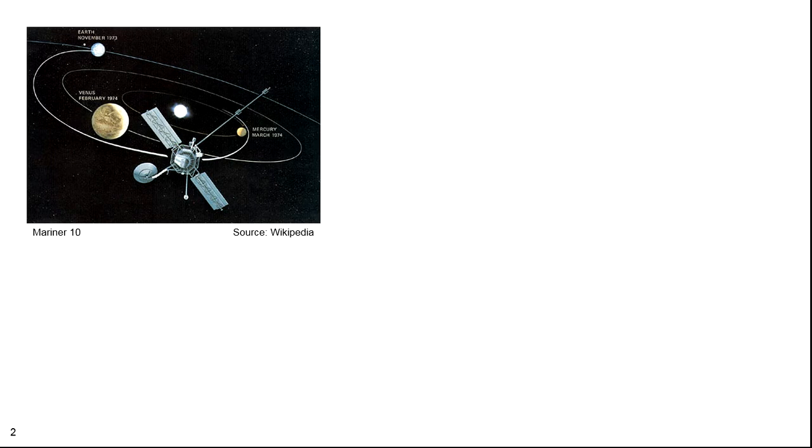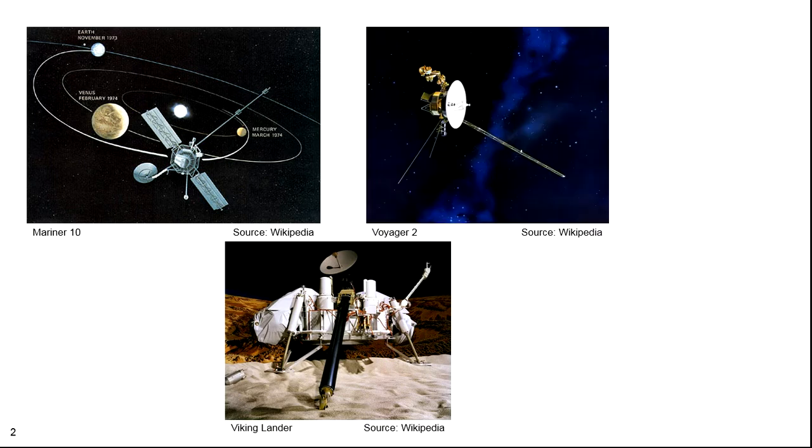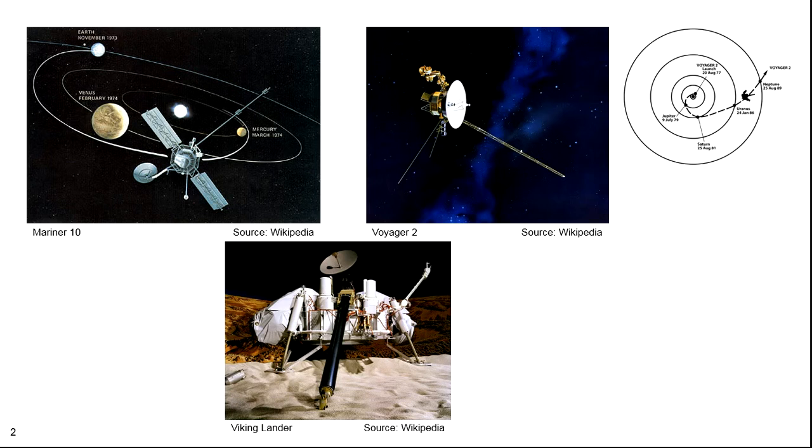In 1973, Mariner 10 traveled to cloud-covered Venus and then to Mercury. In 1975, the Viking landers arrived on the red planet Mars. In 1977, Voyager 2 was launched for a rendezvous with Jupiter, Saturn, Uranus, and Neptune. How do interplanetary probes reach distant planets? How do they navigate across the vast solar system?